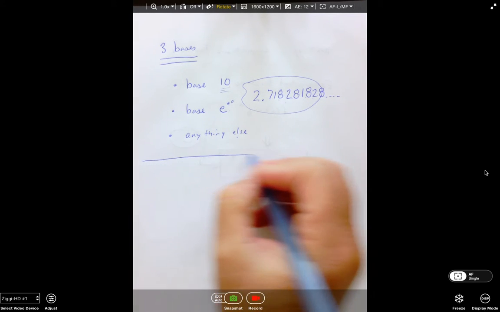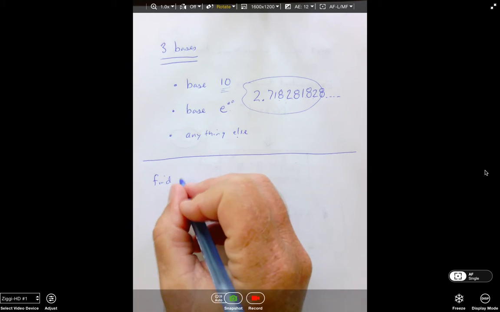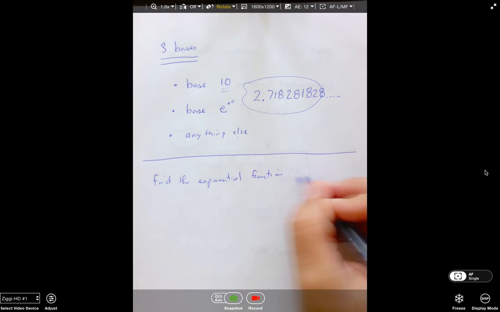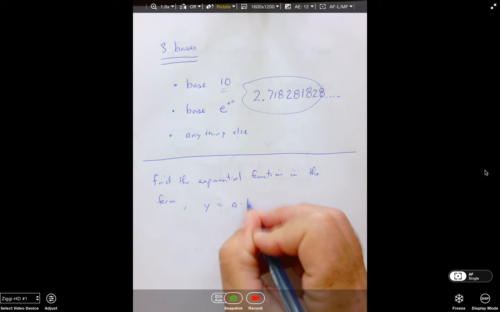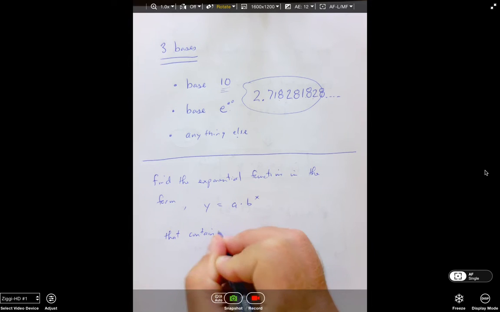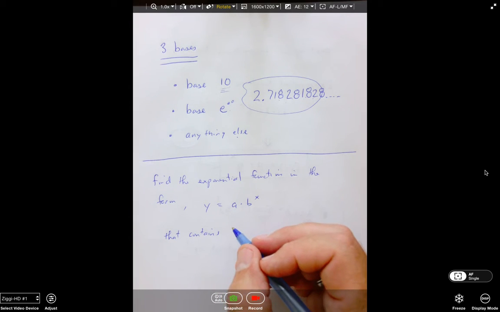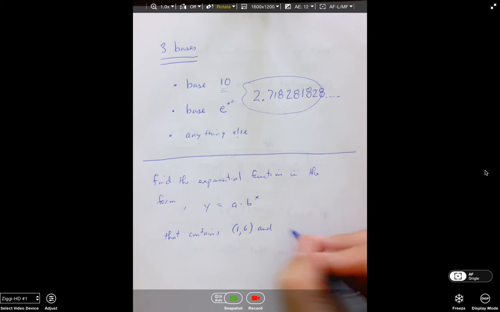Now, kind of a side goal. Find the exponential function in the form y equals a times b to the x that contains the points (1, 6) and (2, 12).